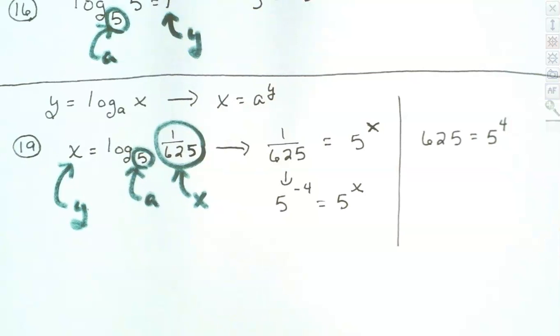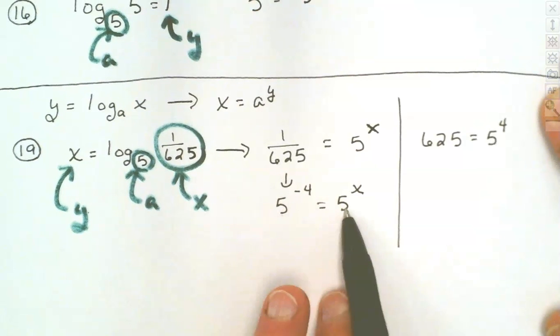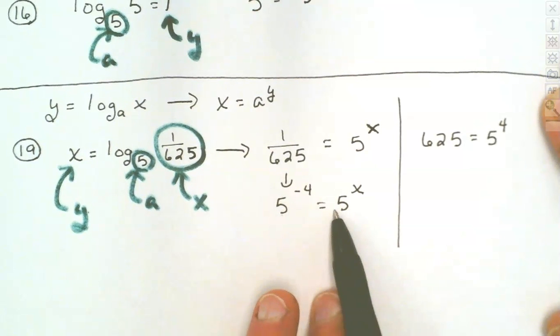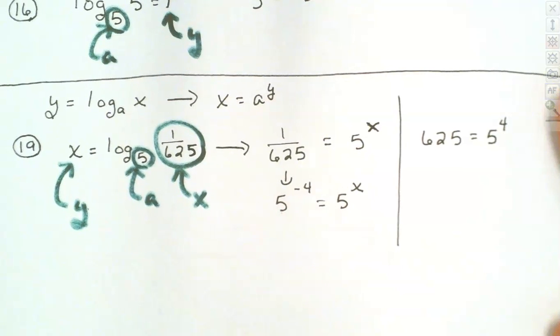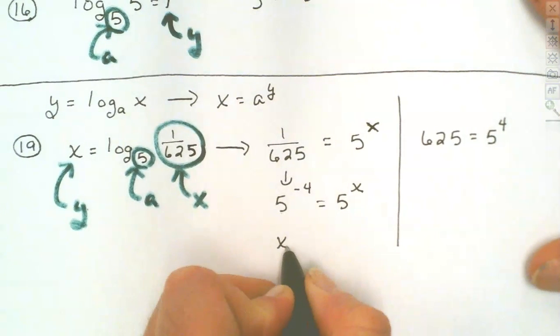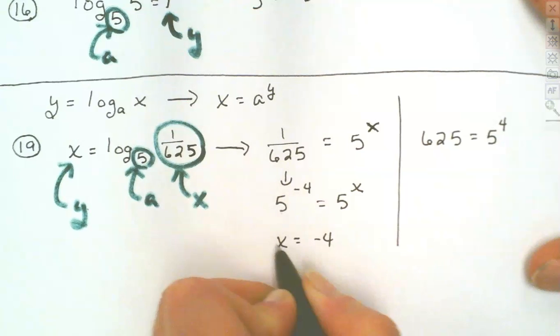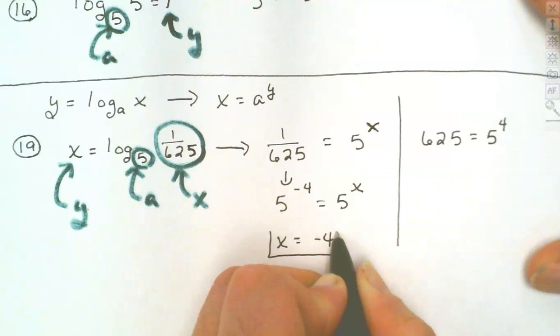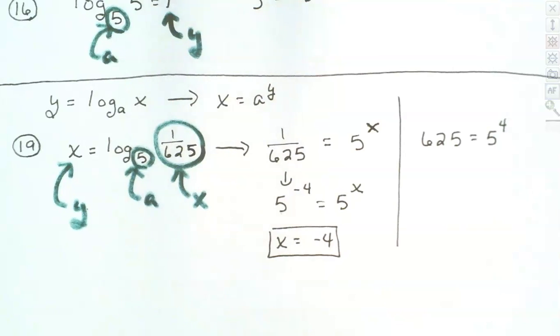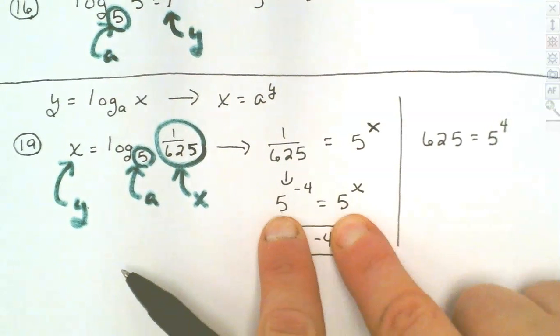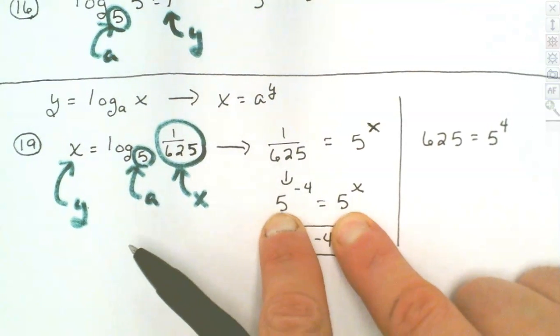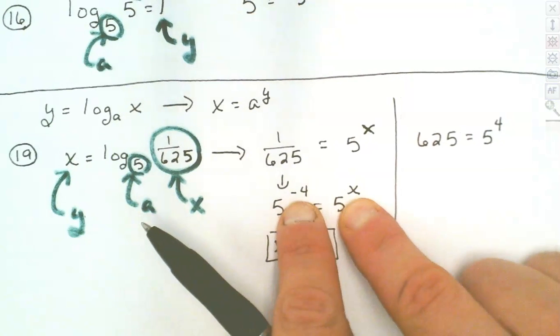5 to the x power. Now, what do we know? We know that those bases, the 5s, are the same. So if the bases are the same, then what do we know about the exponents? The exponents must also be the same. So then what would our answer be? It would simply be x equals negative 4. Right? Because these bases have to be the same. If the bases are the same, the exponents must be the same.